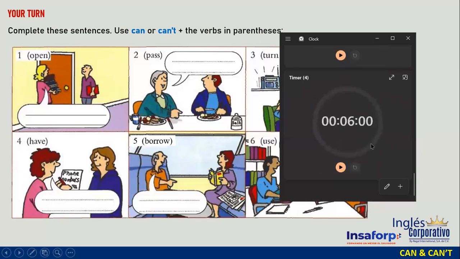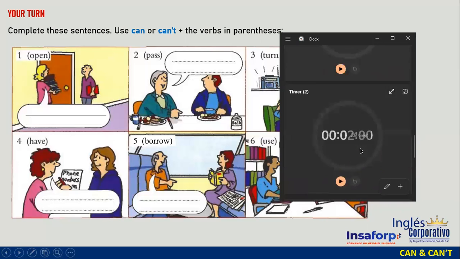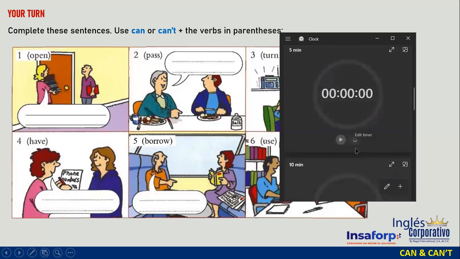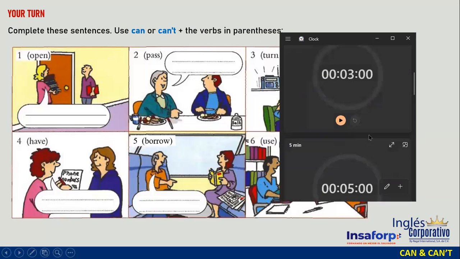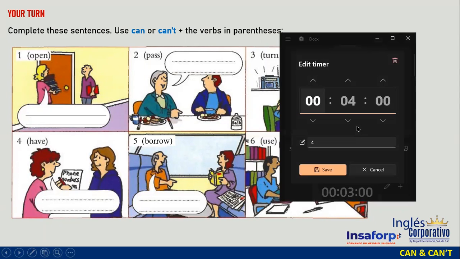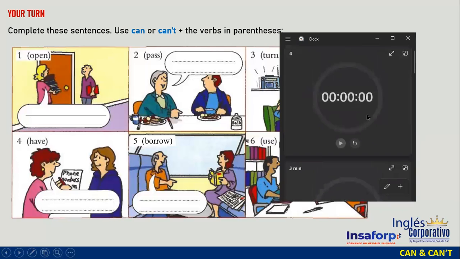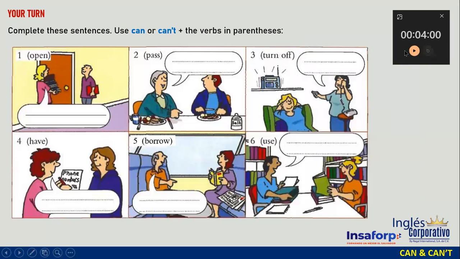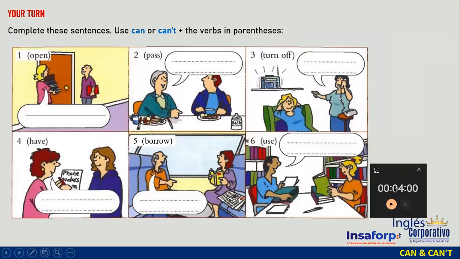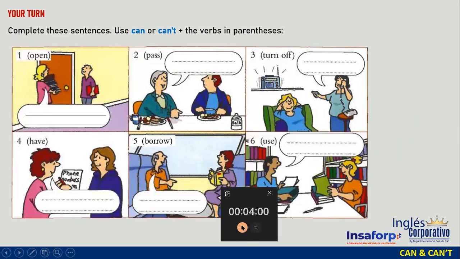Ay, no, este tiene seis. Ah, este tiene ocho, este tiene dos, este tiene siete, este tiene diez. Este tiene cinco, este tiene tres. Ay, el primero era el que tenía cuatro. Va, ese tiene 4 minutos. Okay, let's go ahead and set this timer for 4 minutes so you can complete these sentences. Okay, your 4 minutes begin right now.